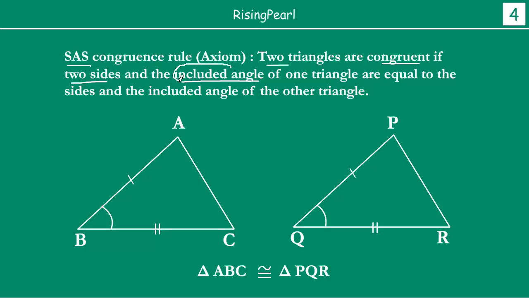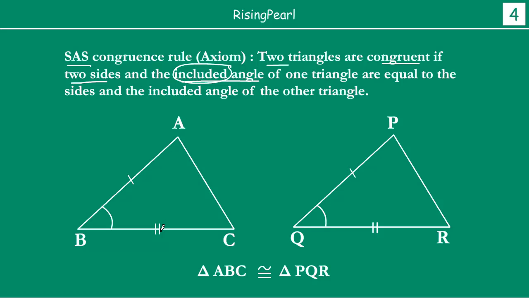ये जो टर्म है दोस्तों इंक्लूडेड एंगल, इसका मतलब यह है कि जो दो साइड्स इक्वल हैं उन दोनों साइड्स के बीच की जो एंगल है. So in this case AB is equal to PQ, उसके वजह से दोस्तों यहाँ पे we have shown it with a mark like this कि ये दोनों साइड्स इक्वल हैं, and BC is equal to QR.